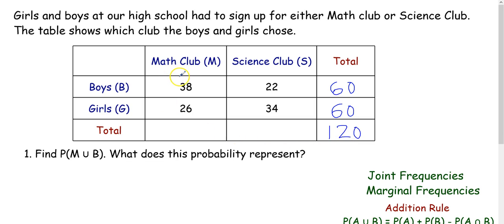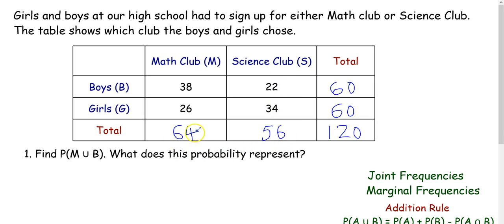Now let us also take the total number of students in the math club. So 38 plus 26 gives you 64. So there are 64 students in the math club. Out of those, 38 are boys and 26 are girls. Now, what is the total number of students in the science club? That is 22 boys plus 34 girls. Added together, we get 56. 56 students are in the science club.